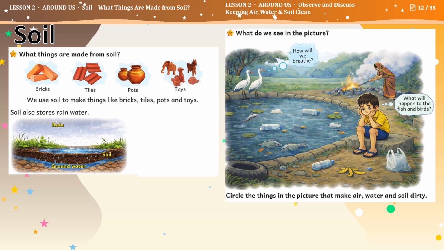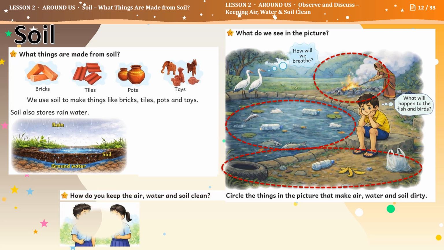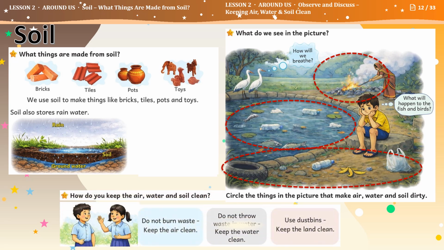And what do we see here in the picture? The picture has a lot of unwanted things thrown into the pond. Now we are going to circle the things in the picture that make air, water and soil dirty. So a lot of things are making the air, water and soil dirty. So how do we keep the air, water and soil clean?